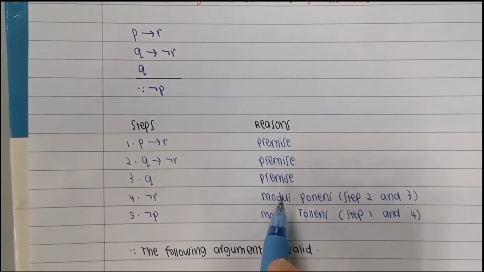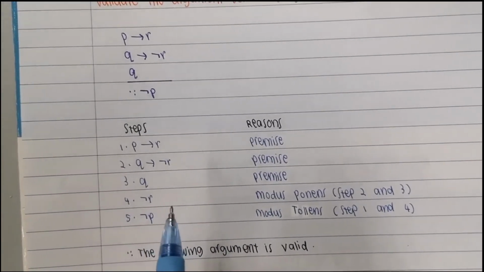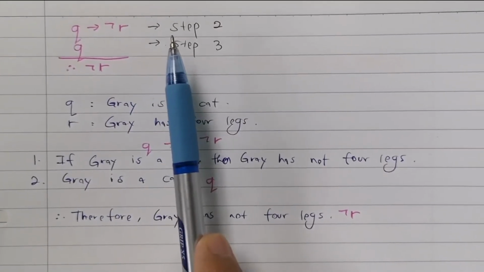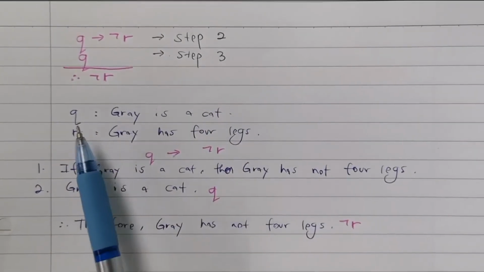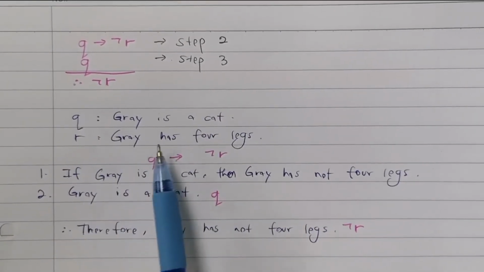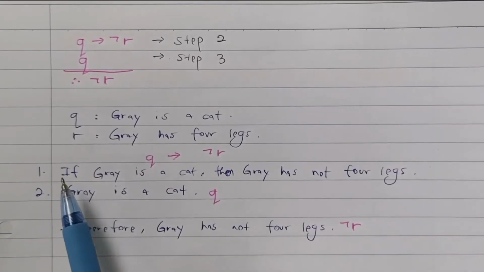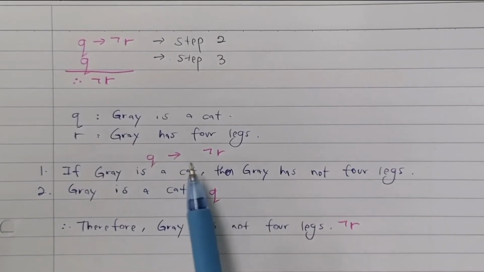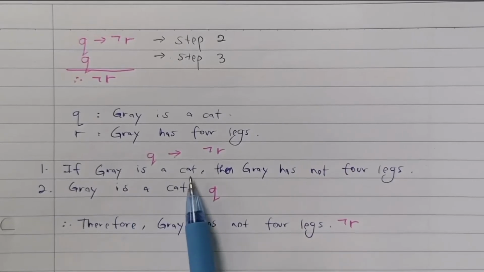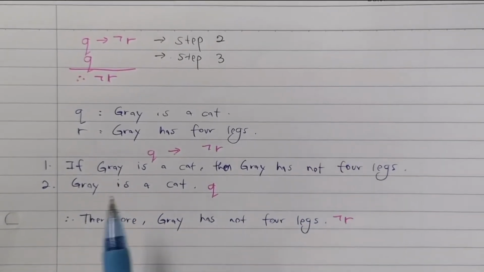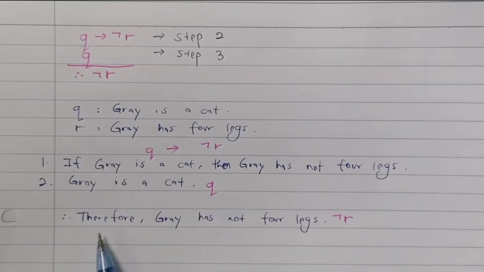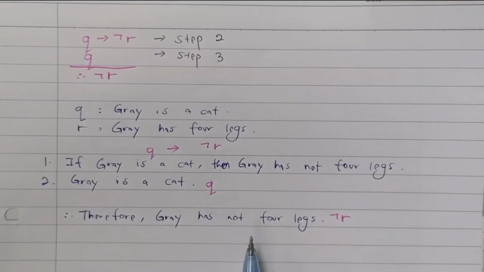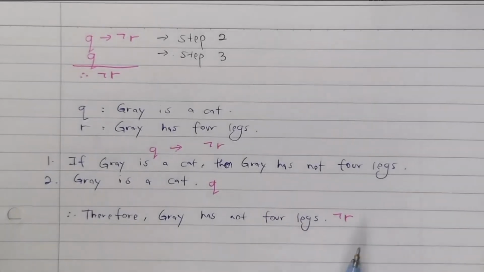So let me explain how we get not R. This is step 2 and step 3 from the argument. For example, Q, Gray is a cat. R, Gray has 4 legs. So the first statement, Q implies not R. If Gray is a cat, then Gray does not have 4 legs. The second statement, Gray is a cat. Therefore, we get Gray does not have 4 legs, which is not R.